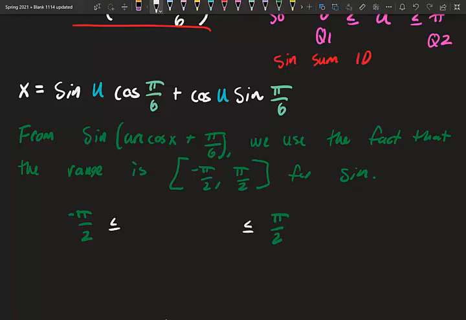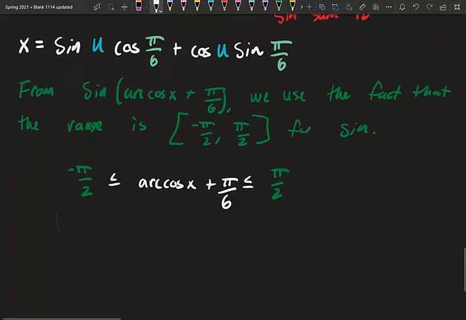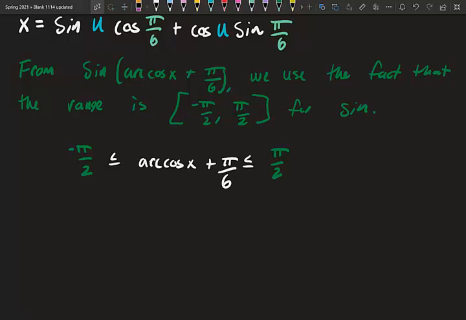And now we're saying that this range comes from the sine of arc cosine x plus pi over 6. So we need the sine function of arc cosine x plus pi over 6. Whatever this is, when we find arc cosine x plus pi over 6, the y value needs to be in between negative pi over 2 and pi over 2. That's the rule. So we can solve for it and find our parameters.